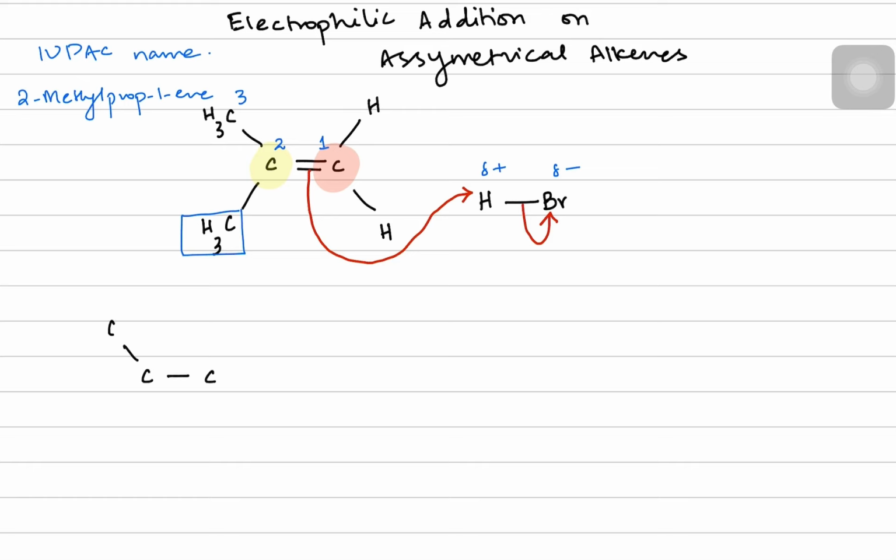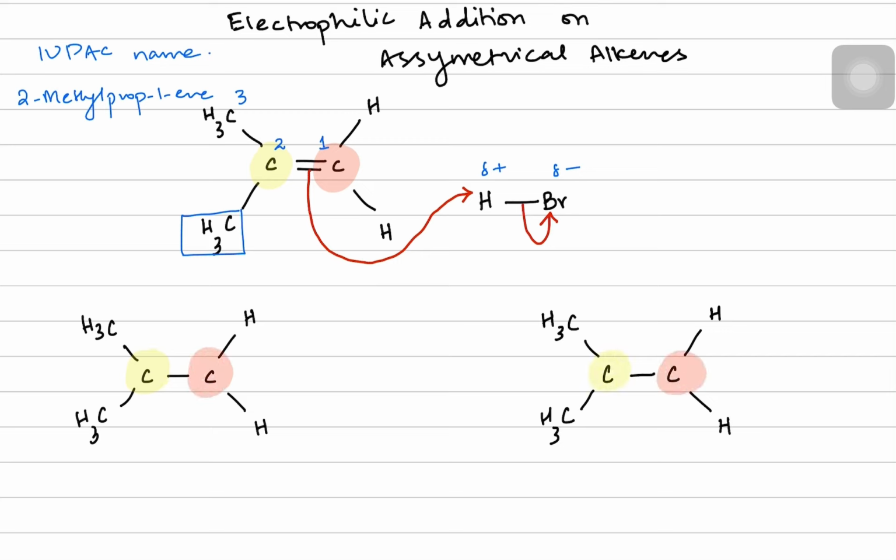Let's draw the rest of the structure exactly the same way. The carbon on the left with two methyls and the carbon on the right with two hydrogens. The pi bond is gone, so I'm not drawing it. Again, the carbon on the left has two methyls and the carbon on the right has two hydrogens. Let's highlight them with the same colors. Yellow one is the left one, red one is the right one. There are two possibilities here. The carbon on the left is carbon number 2, and the red one on the right is carbon 1.